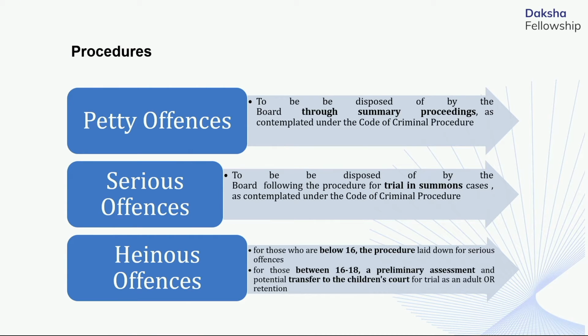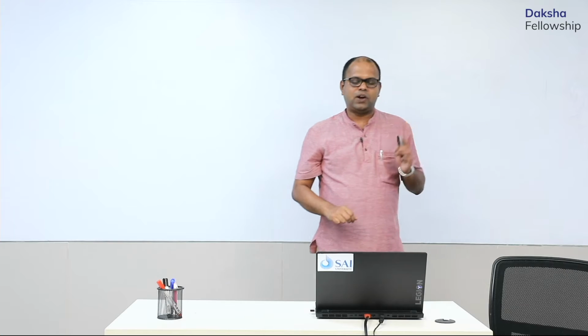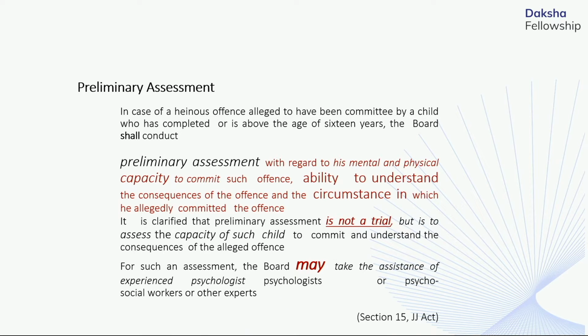The second categorization was on the basis of age. On one hand, the law said that everyone below 18 years of age is a child. But when it came to adolescents, people between 16 and 18 years of age when the crime was committed, who have committed a heinous offense, we are going to have a different treatment for them. The law now contemplated that someone between 16 and 18 who has done a heinous offense will be subjected to something called a preliminary assessment.